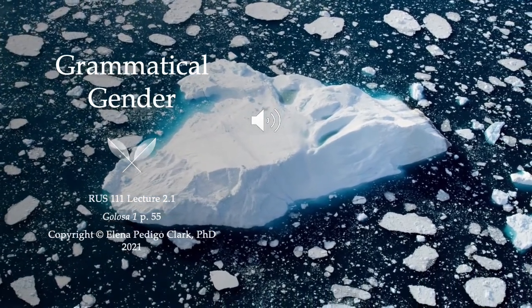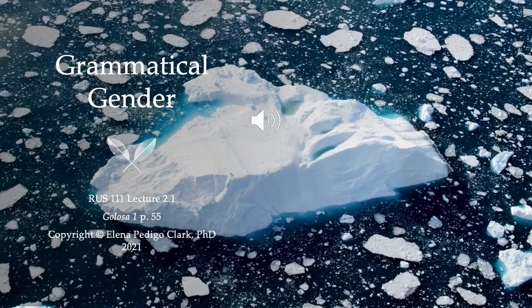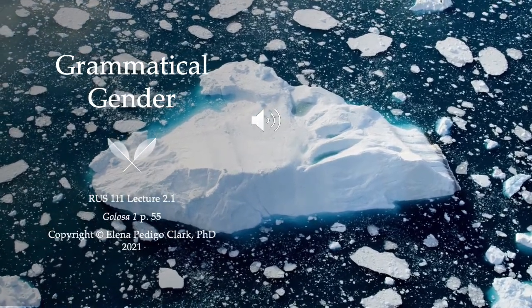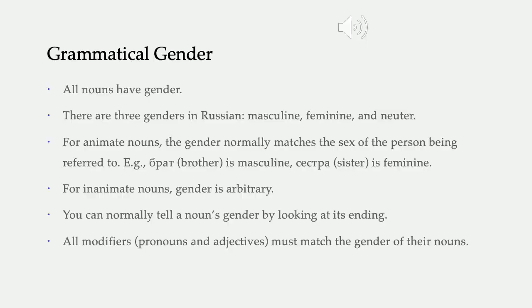So in this lecture, we will learn a little bit more about grammatical gender in Russian. As I mentioned while discussing it in Chapter 1, Russian, like many Indo-European languages, has grammatical gender. So all nouns have a gender. And there are three genders in Russian: masculine, feminine, and neuter.